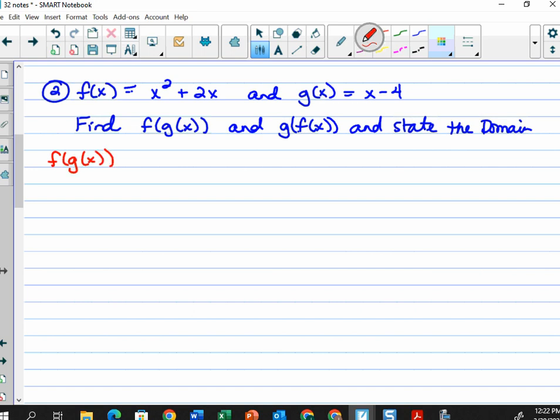Let's do f of g of x together. So instead of substituting a number in, what am I substituting in? Yeah, that whole thing gets plugged in, right? So I've got the quantity x minus 4 squared plus 2 times x minus 4. And then we just continue simplifying. So what is x minus 4 quantity squared? How about x squared minus 8x plus 16?